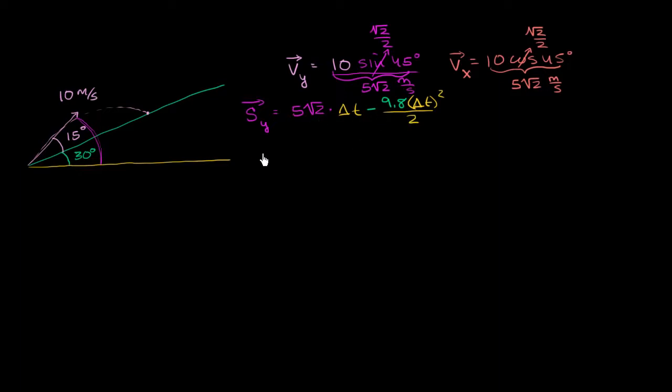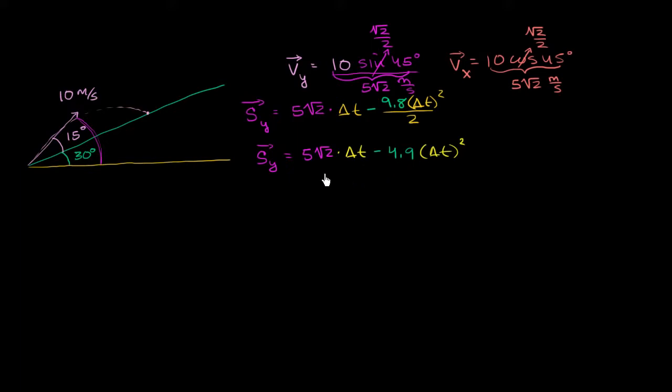And I can simplify this a little bit. Our displacement in the vertical direction is equal to 5 square roots of 2 times delta t, change in time, minus 4.9 times our change in time squared. So we know we have this constraint right over here. And so this gives us our vertical displacement as a function of time.